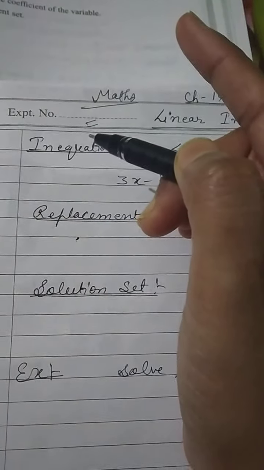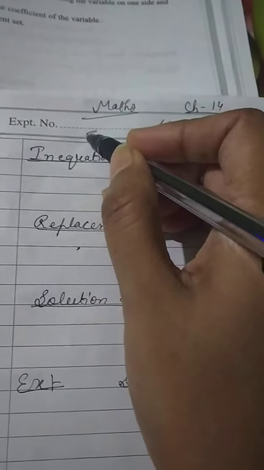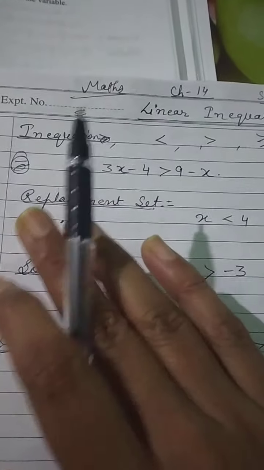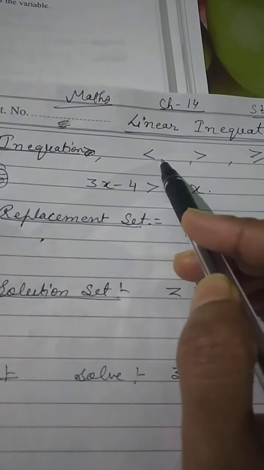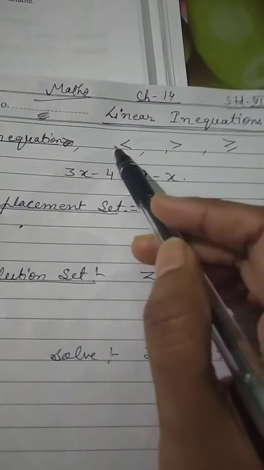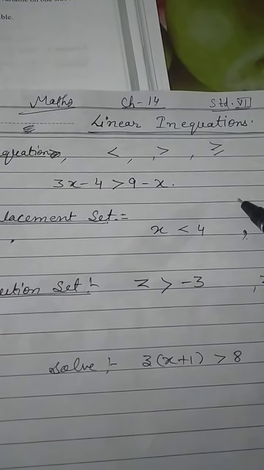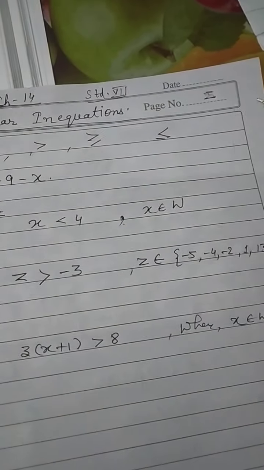Equation means there is the sign of equality. Yes or no? In an equation you will always see the sign of equality. Equality means the is-equal-to sign. But in an inequation it is unequal, not equal. Either it is greater than or it is less than, or greater than equals to or less than equals to. But it will never be equals to.